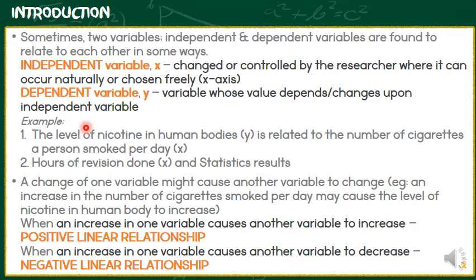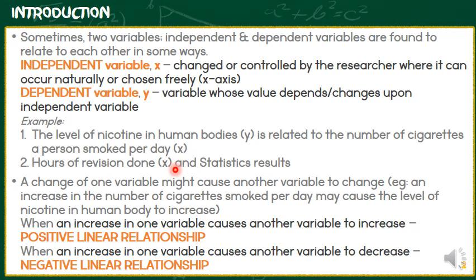Of course, dalam contoh ini, level of nicotine dalam badan bergantung kepada berapa banyak rokok yang dihisap sehari. Level of nicotine bergantung, depends. That's why dia Y, dependent variable. Because it depends on the number of cigarette smoke. That's why number of cigarette smoke ini adalah awak punya X.